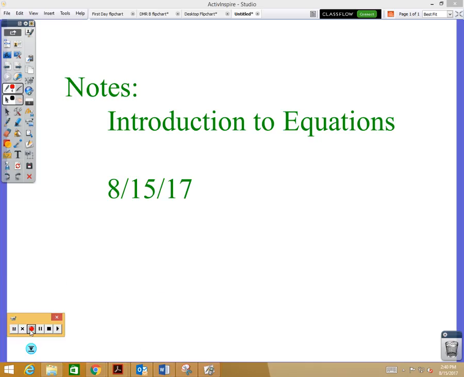So this is just going to be an introduction to equations. This is not going to be solving multi-step equations or anything yet, okay? So the first thing that I want to talk about when it comes to equations is that an equation is a mathematical sentence using an equal sign. So an equation has to have an equal sign. That's the difference in everything that we've done thus far, which have been expressions. Expressions do not have an equal sign.